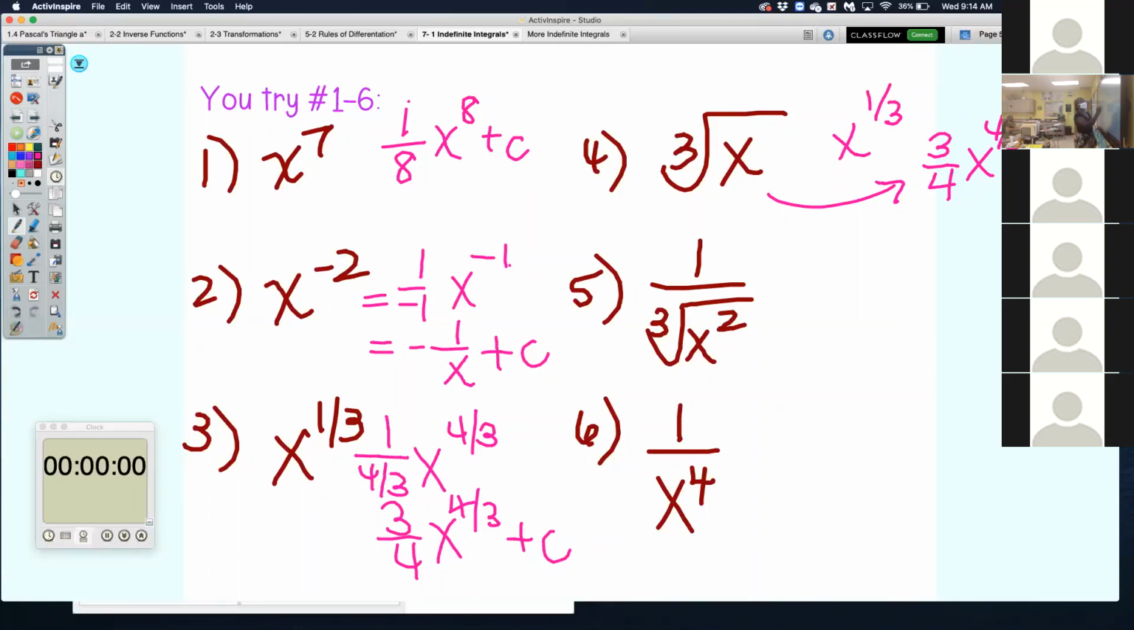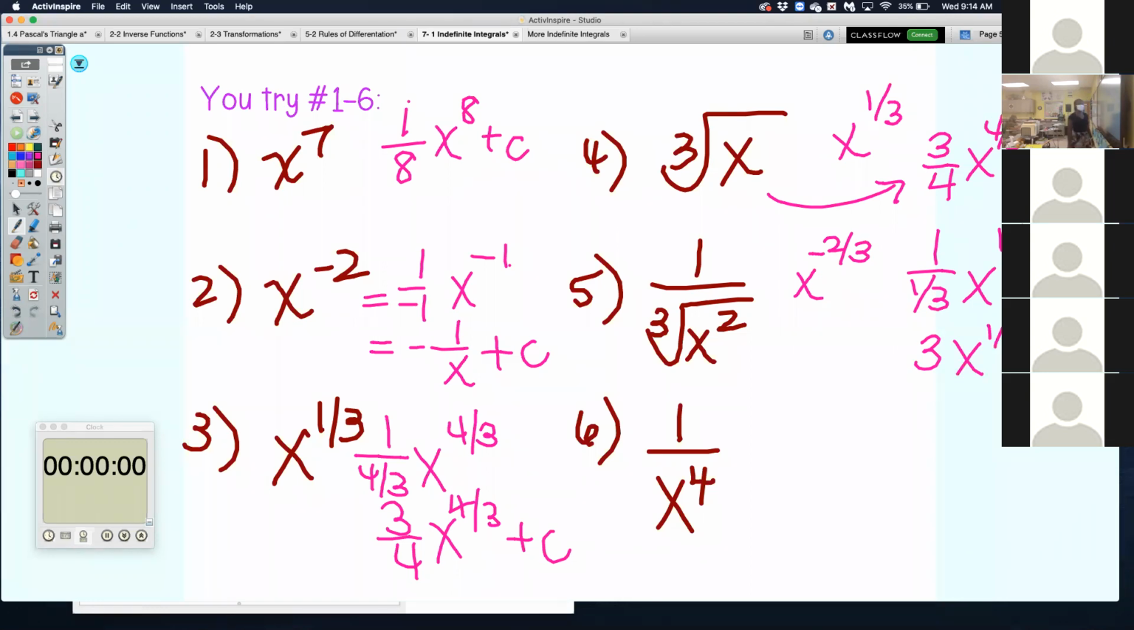For 5, hopefully you turned it into a rational exponent and you brought it up out of the denominator. So then that way, when you added 1, you ended up getting 1/3. And then your coefficient in the front was 1 over 1/3, but you have to keep change flip. So that'd be 3x to the 1/3 plus c.